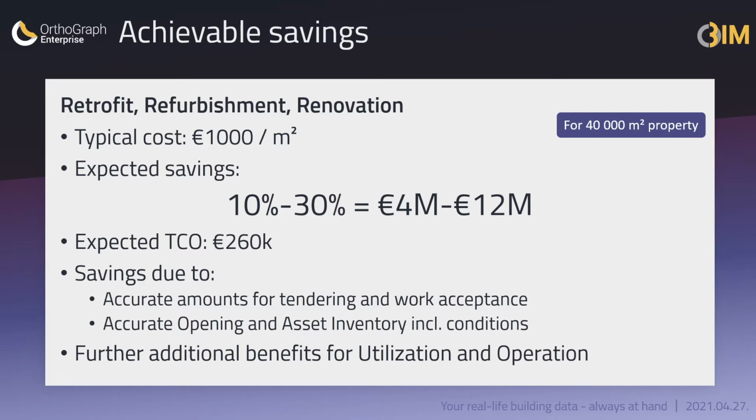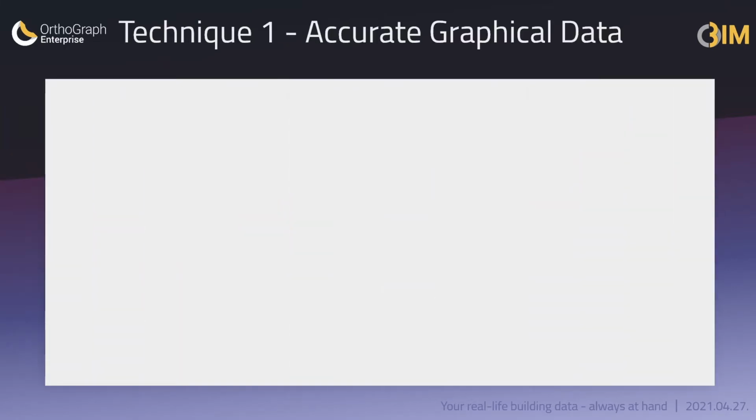First of all, by providing accurate and detailed data for tendering, later for the acceptance of partial works, and also by starting with a proper graphical asset inventory, where the condition of each asset is also recorded as part of it. Don't forget, the final operational BIM at the end of the renovation also becomes a productive part of the facility management, which I didn't count into the above pretty nice saving numbers. Let's dive into the details to see what's behind these attractive numbers.